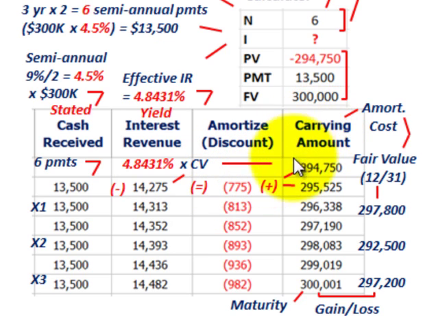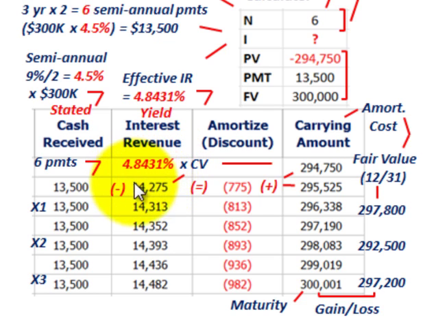So you take the carrying amount here. We've got the $294,750 here. That's what we paid for it. And we're going to amortize it up to $300,000 here. So we'll start with our carrying amount, what we paid, the $294,750 times that yield rate here that we calculated. Take that times that percentage of 4.8431%.